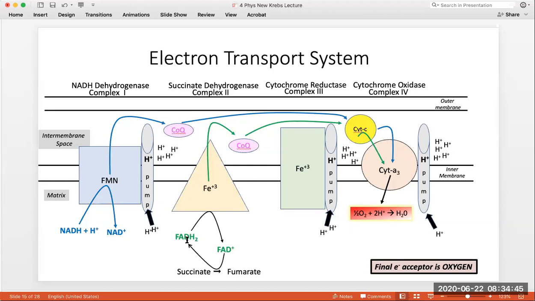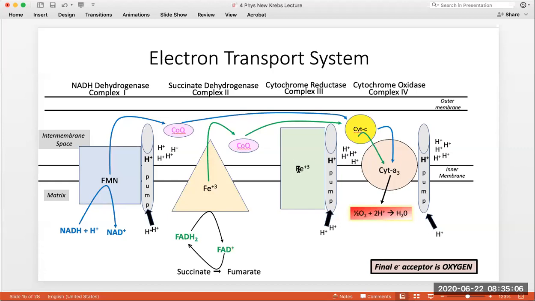FADH2 is then going to transfer the electrons to iron, which is a component of complex 2. From iron, they get transferred to coenzyme Q. It's just another copy of this. From coenzyme Q, they get transferred to iron of complex 3. Iron of complex 3 gets reduced to Fe2 plus.